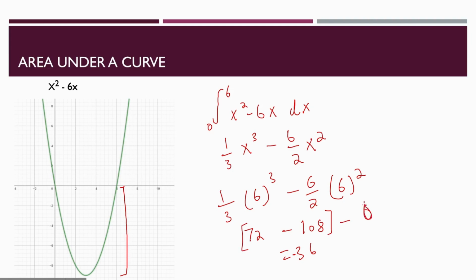So you can see our answer comes in negative digits. When your graph is below the y-axis, your answer will be negative, and when it is above the y-axis, it will always be positive. Remember this. So now let's move on.